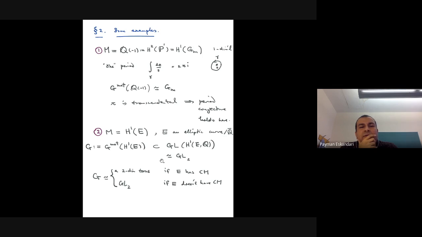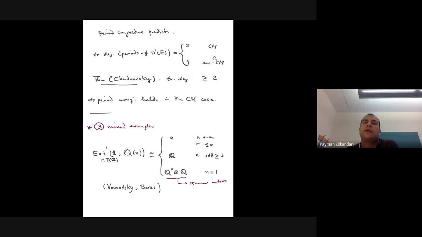Now, the motivic Galois group is a subgroup of GL of the Betti realization. This is a two-dimensional rational vector space, so it's a subgroup of GL2. And then it's not difficult to see that there are two cases depending on whether E has CM or doesn't have CM. It'll either be a two-dimensional torus or it will be all of GL2. So the dimension will be either 2 or 4, depending on whether or not you have CM.